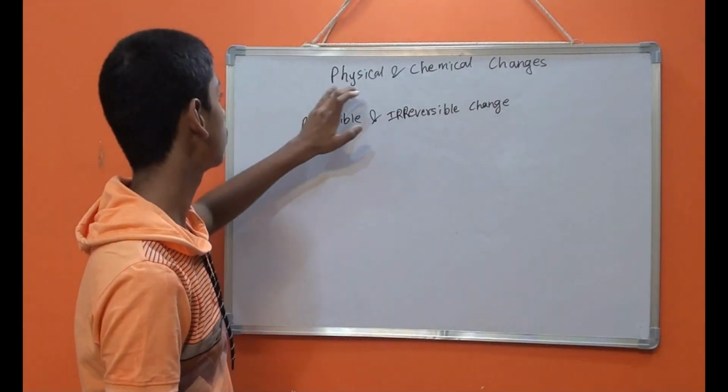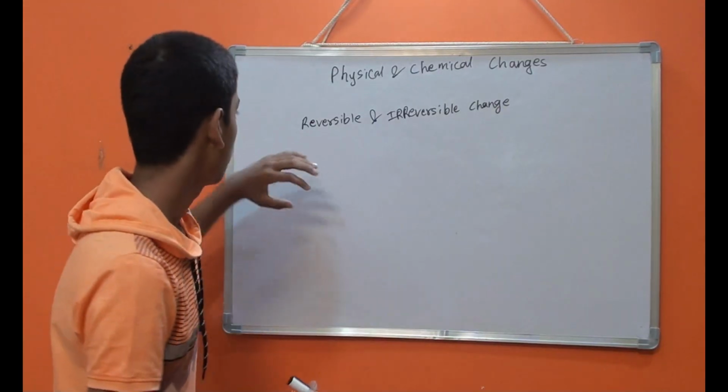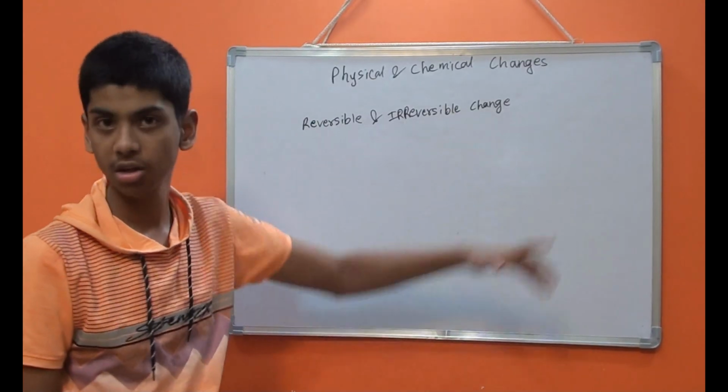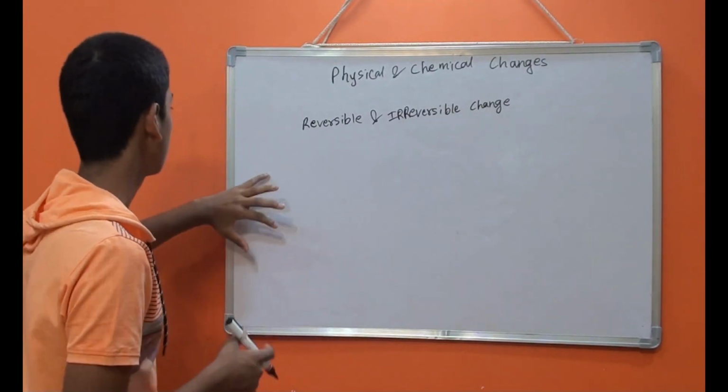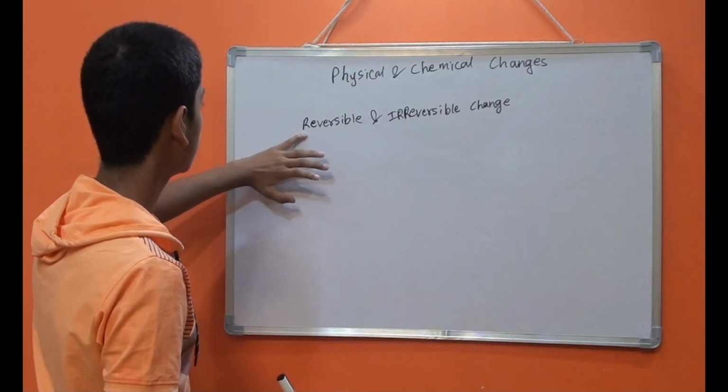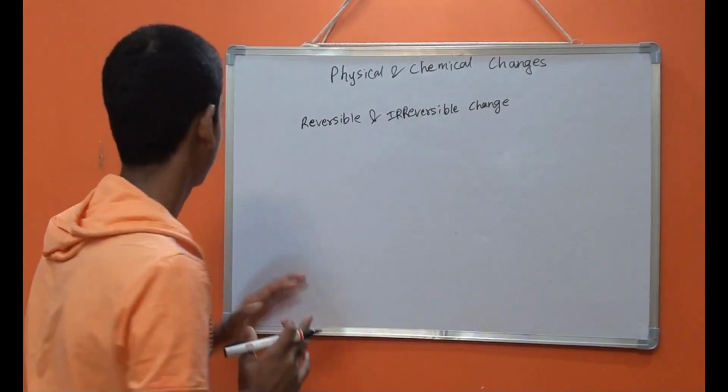Today I'll be explaining the topic physical and chemical changes. This topic will come for you in class 7 science. Now let's learn about physical and chemical changes. Friends, before learning about physical and chemical changes, let's learn about reversible and irreversible change. Here, first let's learn about reversible change.